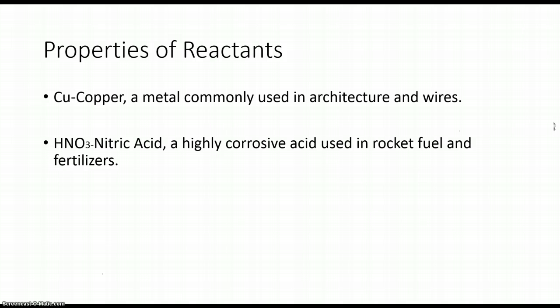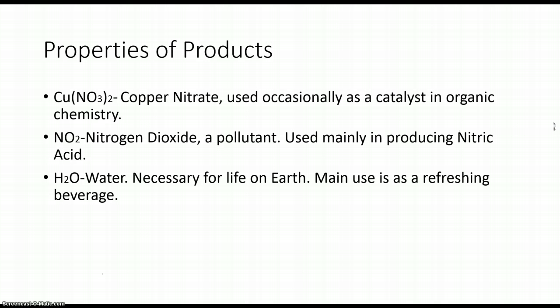The properties of the reactants. So copper, Cu, is a metal commonly used in architecture and wires. HNO3, nitric acid, is a highly corrosive acid used in rocket fuel and fertilizers. Cu(NO3)2, or copper nitrate, is used occasionally as a catalyst in organic chemistry. NO2, nitrogen dioxide, is a pollutant. It's used mainly in producing nitric acid. H2O is water. It is necessary for life on Earth, and its main use is as a refreshing beverage.